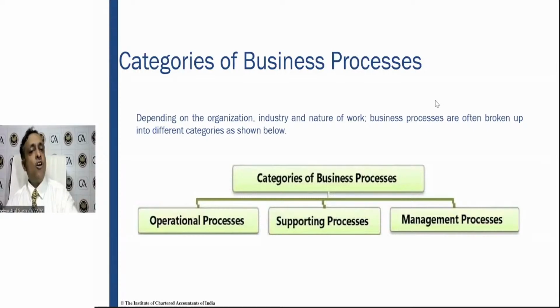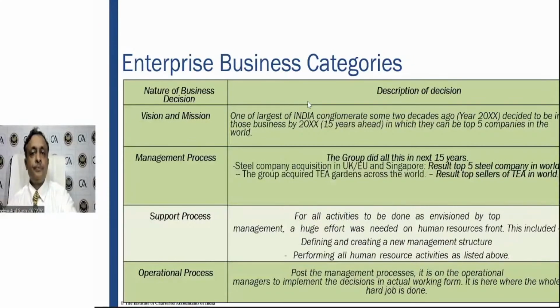Then, depending on organization, industry, and nature of work, business processes are often broken up into different categories that include operational processes, supporting processes, and management processes. Let us take them one by one. So I'll read, and it is going to come together. Let us read from bottom up: operational processes. I'm doing it from the bottom up, starting from the downside.